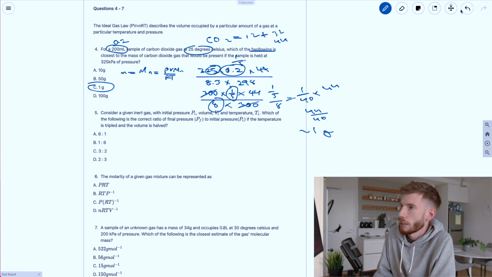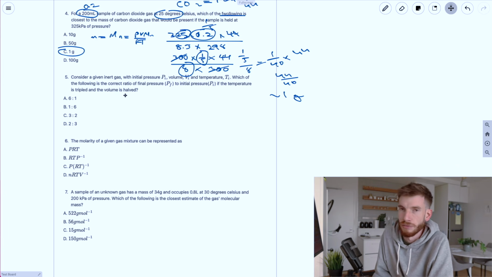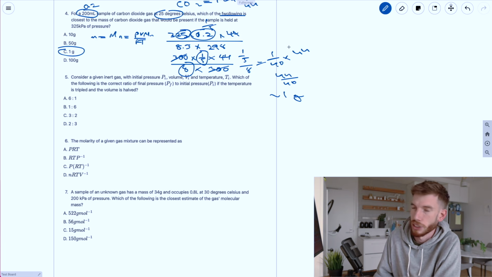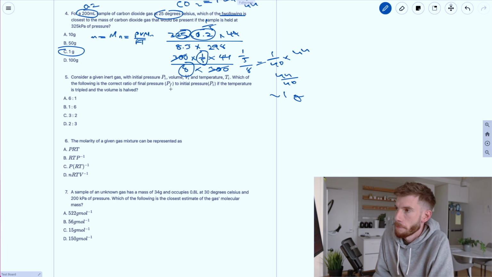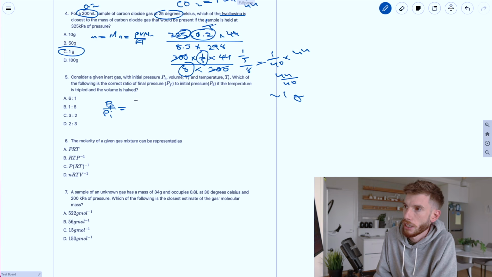The next one, consider a given inert gas with initial pressure PI, volume VI, and temperature TI. Which of the following is the correct ratio of final pressure to initial pressure if the temperature is tripled and the volume is halved? So this is a proportionality question right the way through. And so the way that I would tackle this one is I would basically go, all right, well, I need the ratio of final pressure to initial. So I'm just going to set up an equation. I'm going to put the rearranged gas law for each of them immediately over the top.